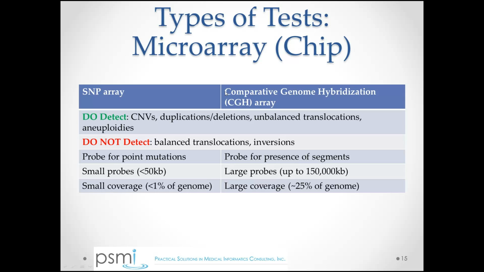Alternatively, you can do this technique called comparative genome hybridization, where you're really probing for the presence of segments. And so here you have a probe that can be up to 150,000 kilobases. That's a big probe. That's not going to be sensitive to individual variations in SNPs. If this probe finds a corresponding segment of DNA, it's going to hybridize to it, and it will be tolerant of 1 or 2 SNP differences. And so these probes can be quite useful looking for the presence of segments.